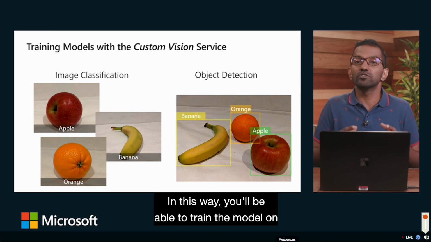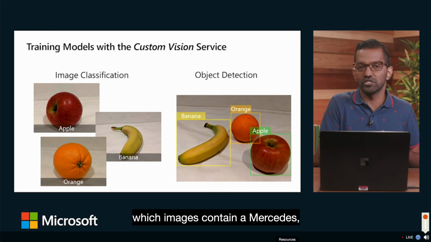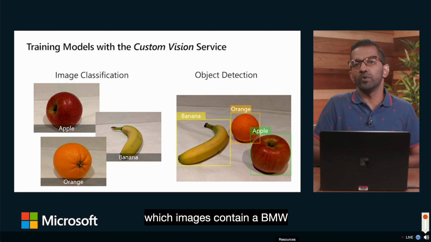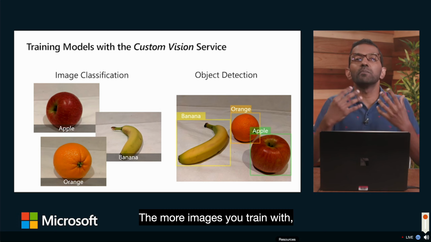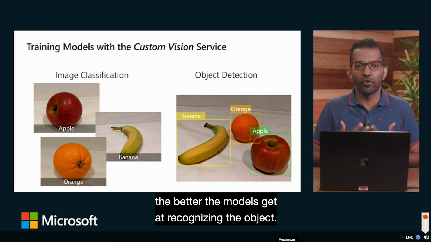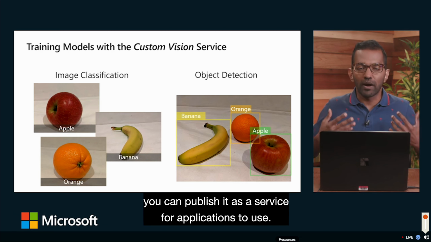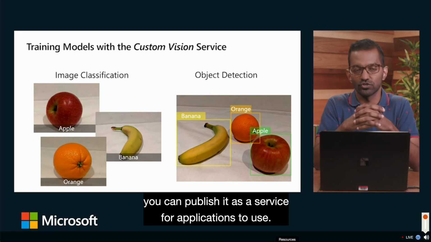In this way, you'll be able to train the model on which images contain a Mercedes, which images contain a BMW, or which ones contain a Ferrari. So the more images you train with, the better the models get at recognizing the object. And after training that model, you can publish it as a service for applications to use.